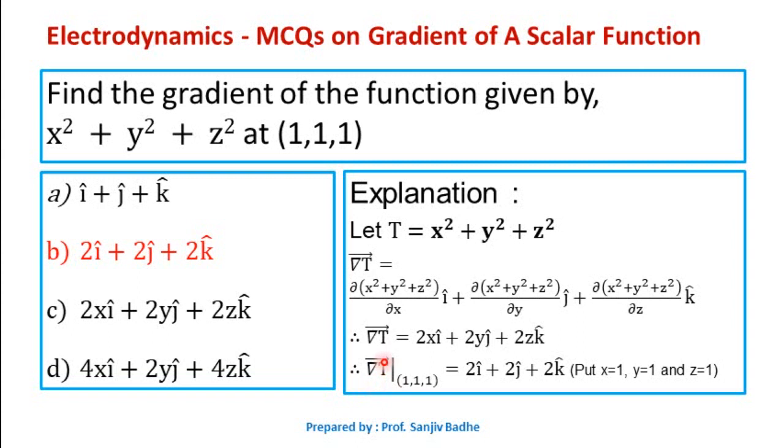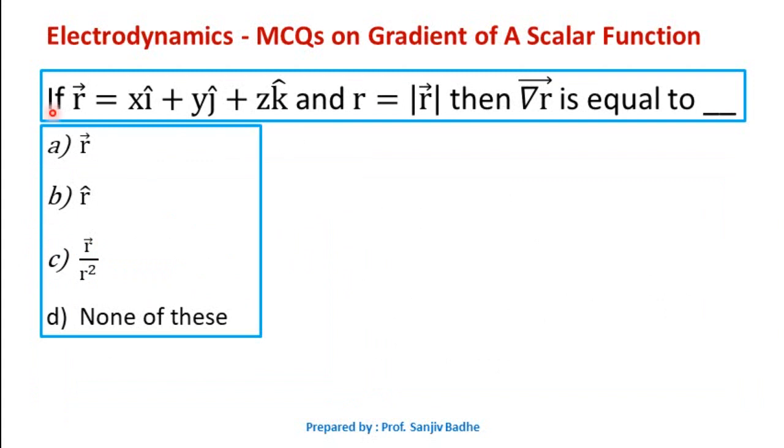Now, gradient of this function t at point 1, 1, 1 can be obtained by putting x is equal to 1, y is equal to 1 and z is equal to 1. And therefore, gradient of t at point 1, 1, 1 can be written as 2i cap plus 2j cap plus 2k cap. So let us find this answer in the given options. So the answer is in option B. So here B is the correct answer.